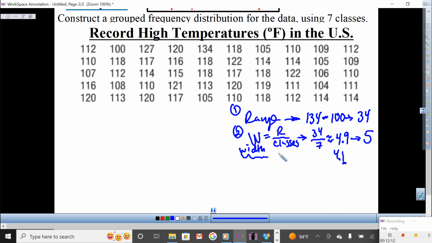Now that we have that information, now we get started with our table. Here we go. First, class limit. And we start with the lowest. What was our lowest? 100 to something else. I'm not going to write that something else, but I'm going to use the class width to go to the next class. So I'm going to go from 100 to what? 105. From 105 to what?